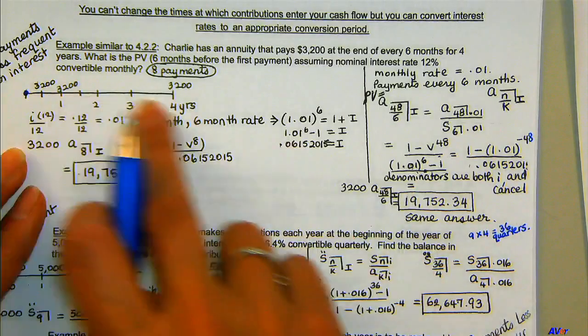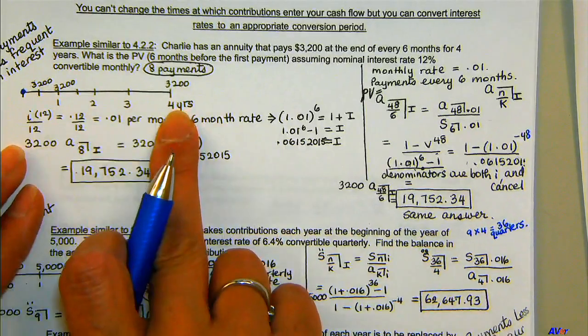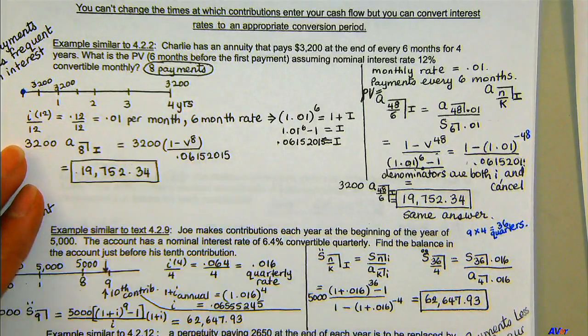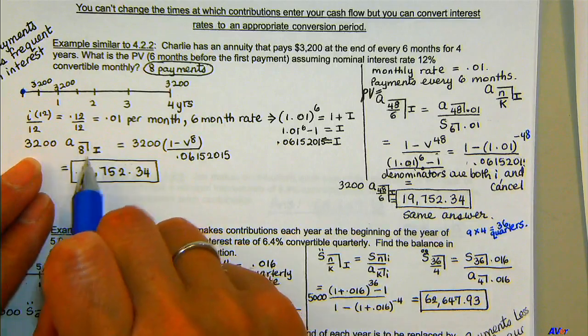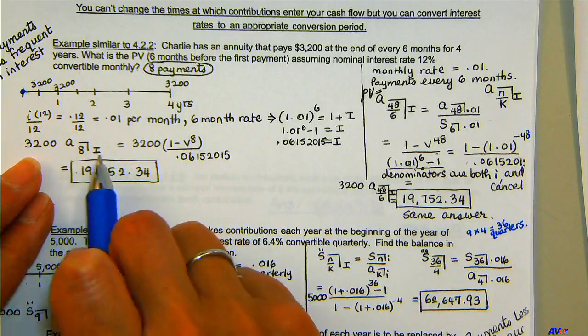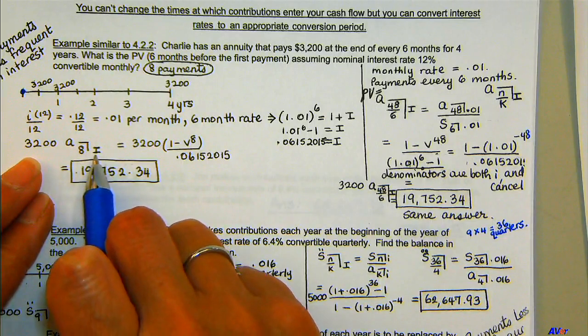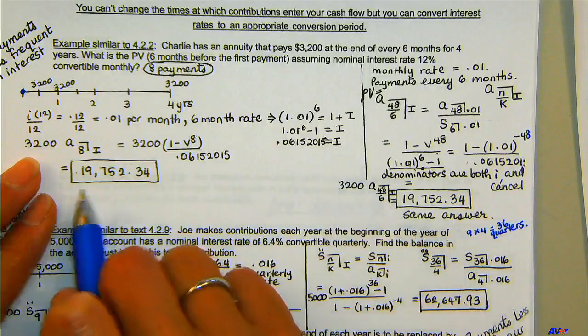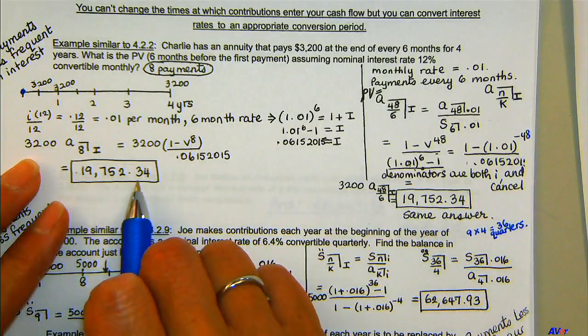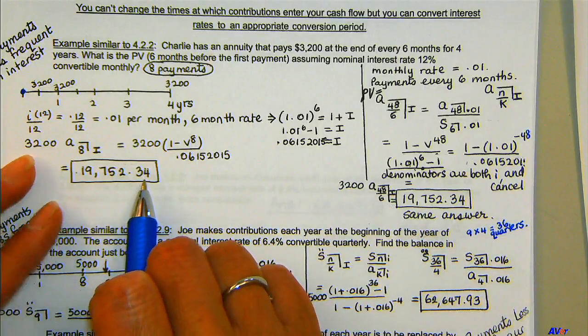How many payments in 4 years? Since payments are occurring every 6 months, there are 8 payments. Therefore, 3,200 A angle 8 at the 6-month rate, I. Capital I is the 6-month rate. And you clean this up and you get 19,752.34. That's our old method.